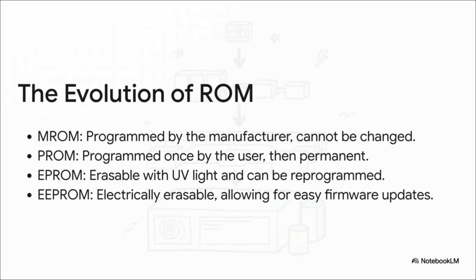And just like RAM, ROM has evolved too. It started out as truly unchangeable, programmed once at the factory, and that was it. But over time, it got more and more flexible, leading to what we use today, EEPROM. This stuff can actually be updated with new firmware electronically. So yeah, no UV light required anymore.